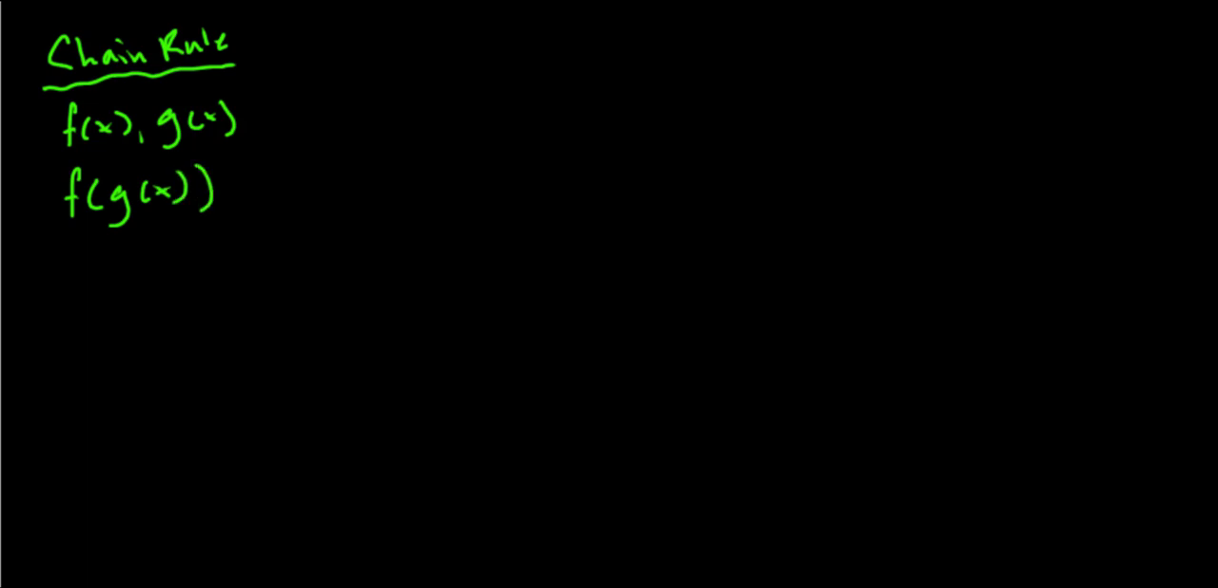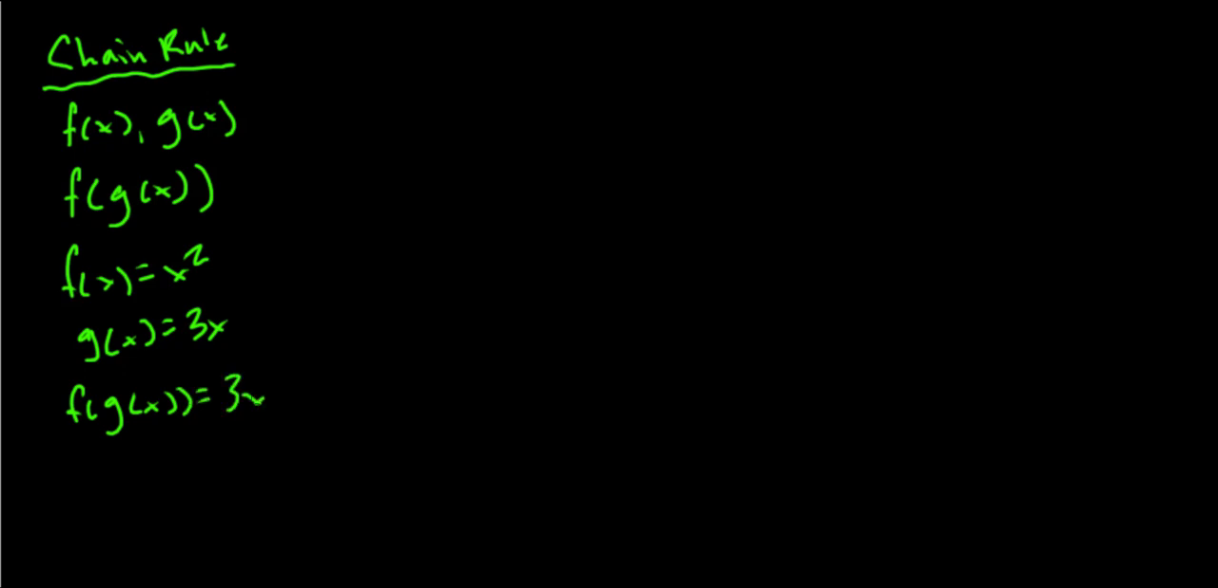You may have called this fog in one of your classes, or if you were doing g of f of x, you may have called it goff. And it simply means that if we have, let's say, f of x, here, I'll explain this real quick. Let's say f of x is equal to x squared, and g of x is equal to 3x. Then anywhere there's an x in the f of x function, we'll plug in what g of x is equal to. So f of g of x is equal to 3x squared. There's your little crash course for fog and goff.